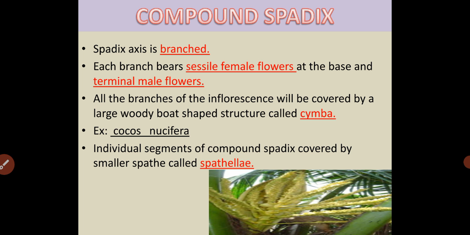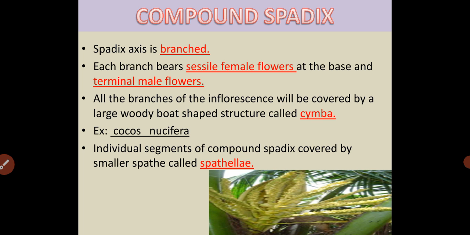The next one is the compound spadix. It is similar to the spadix, but here branching takes place. Each branch bears sessile female flowers at the base and terminal male flowers. All the branches of the inflorescence will be covered by a large woody boat-shaped structure, which is called the cymba. Example, Cocos nucifera. Individual segments of the compound spadix are covered by a smaller spathe, called the spatha.